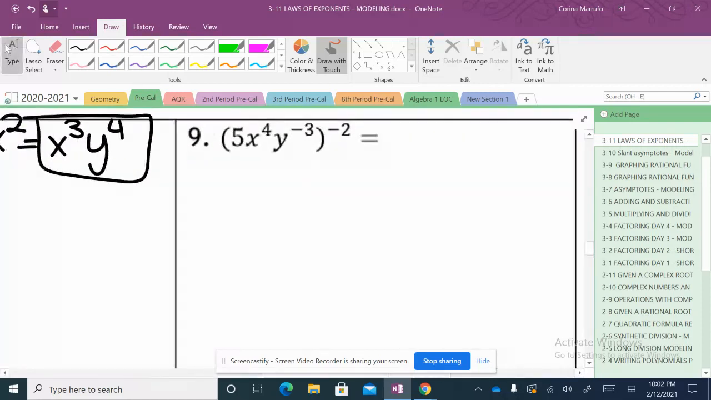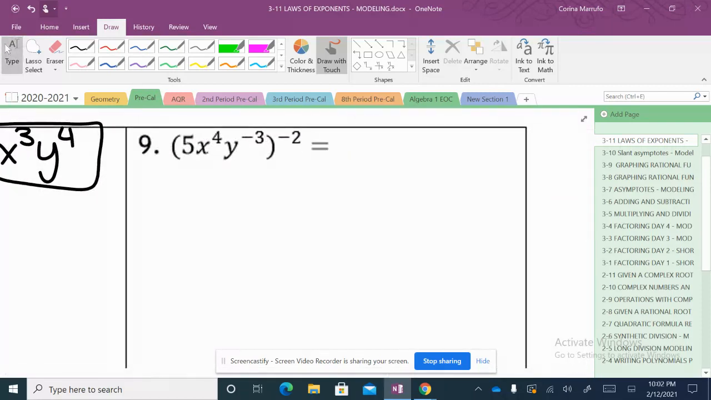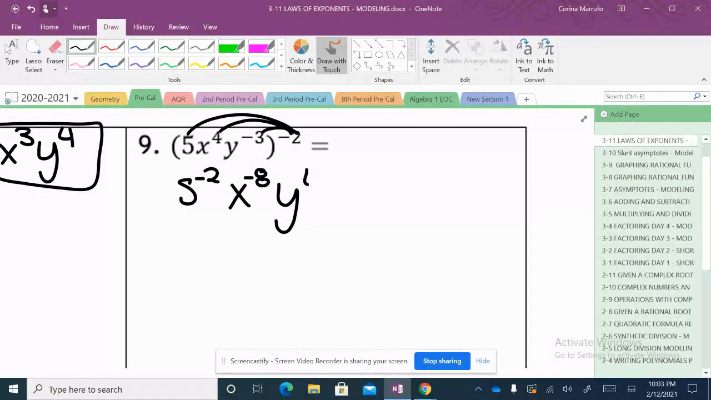Number 9. Okay, so this does tell me that it is in the wrong location, but first, I am going to distribute this negative 2 to each one. So we end up getting 5 to the power of negative 2. X, 4 times negative 2 gives me negative 8. Remember, when you have a power to another power, you multiply. And then y to the negative 3, negative 2, that's going to give me y to the positive 6, because when you multiply negative 3 times negative 2, it gives us positive 6.